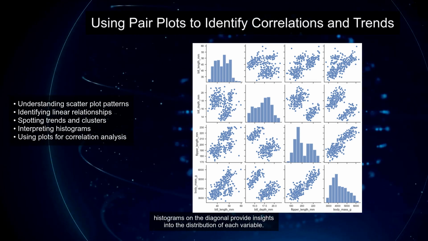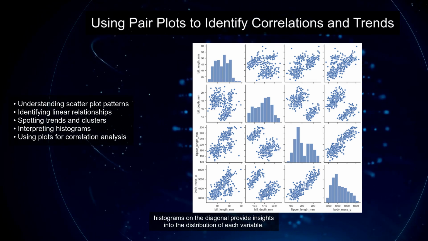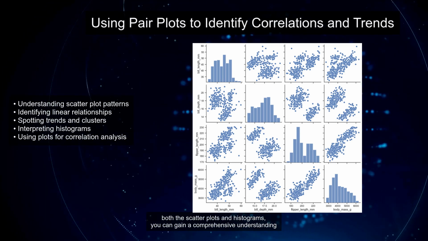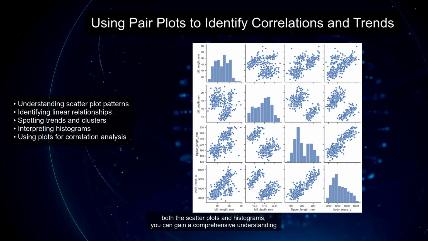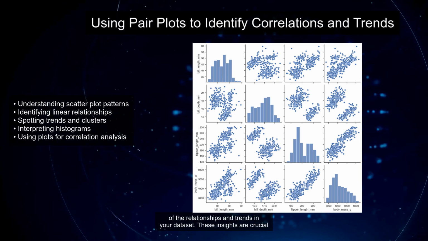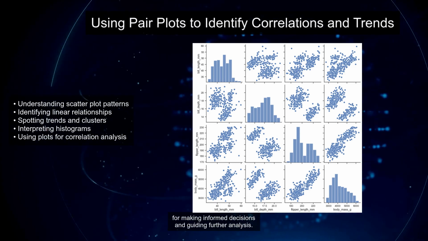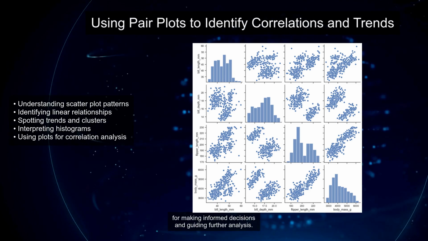The histograms on the diagonal provide insights into the distribution of each variable. They can reveal skewness, modality, or the presence of outliers. By examining both the scatter plots and histograms, you can gain a comprehensive understanding of the relationships and trends in your dataset. These insights are crucial for making informed decisions and guiding further analysis.